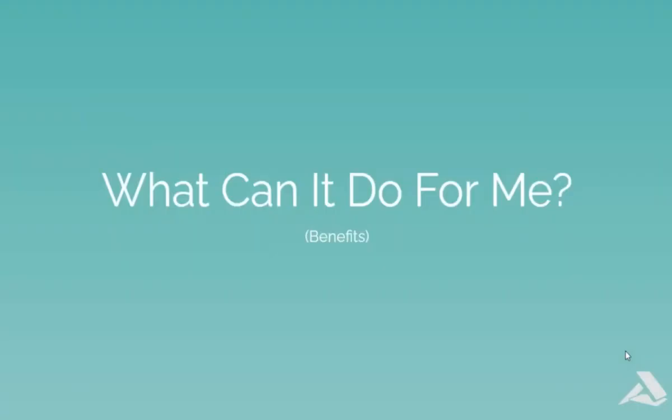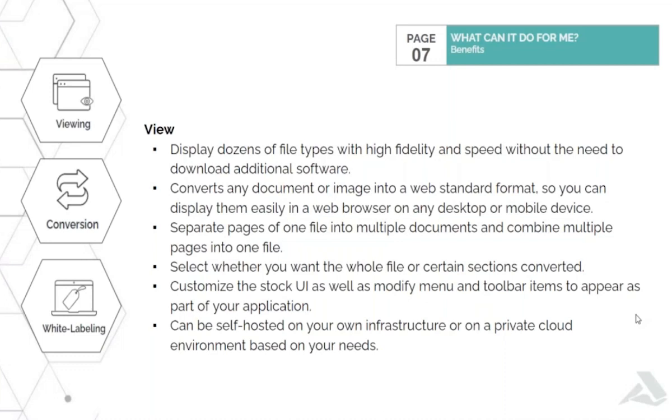All right, so let's summarize. Here's all the feature sets. What can it really do for you? Essentially, Prism Doc allows viewing of multiple file types with high fidelity and speed without the need for additional software. It converts any document or image into a web standard format. It can separate pages of one file into multiple documents or combine them. I believe that was on the survey results too, so it can do that. The viewer is customizable and can be deployed based on your needs and infrastructure as well.